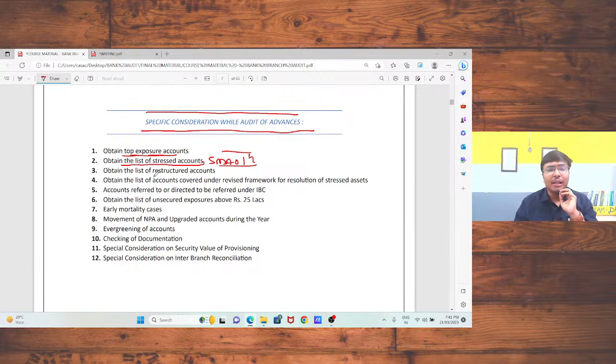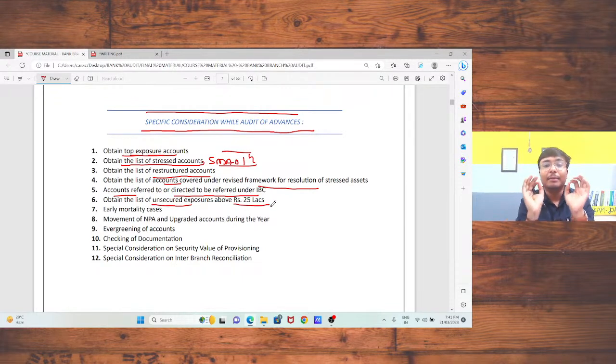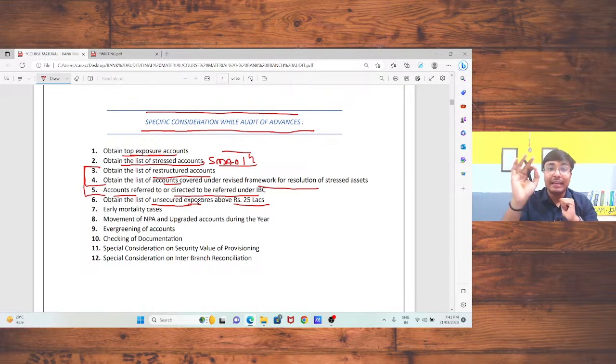Okay, we had discussed how you can check the internal control system. For restructured accounts, you should take one list. Obtain accounts covered under the revised framework for resolution of stressed assets, and accounts referred or directly referred under IBC. Obtain the list of unsecured exposure above 25 lakh for that purpose. These three we had already discussed. Okay, sir. So obtain the list of unsecured exposure. Just demand one list from the bank regarding advances.